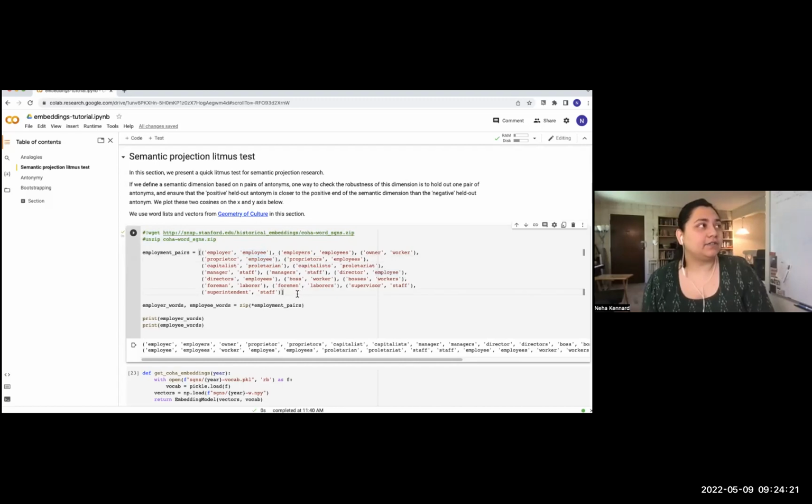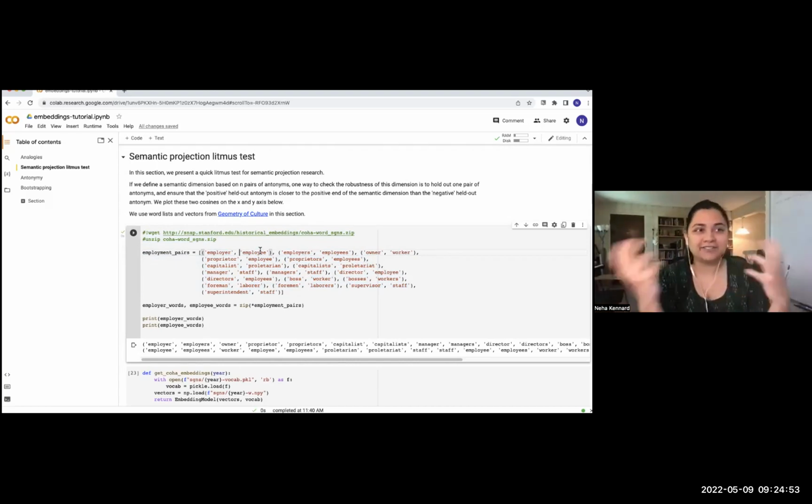I got these from Kozlowski et al. 2019. They're basically a set of antonyms. So there's employer, employee, and owner, worker, and they're supposed to represent an employment direction. The idea is when you sum up all of the employers and you sum up all the employees and take their difference, it gives you a general vector that goes from the employee to the employer direction. And as we said, that relation may or may not be well represented by analogy.